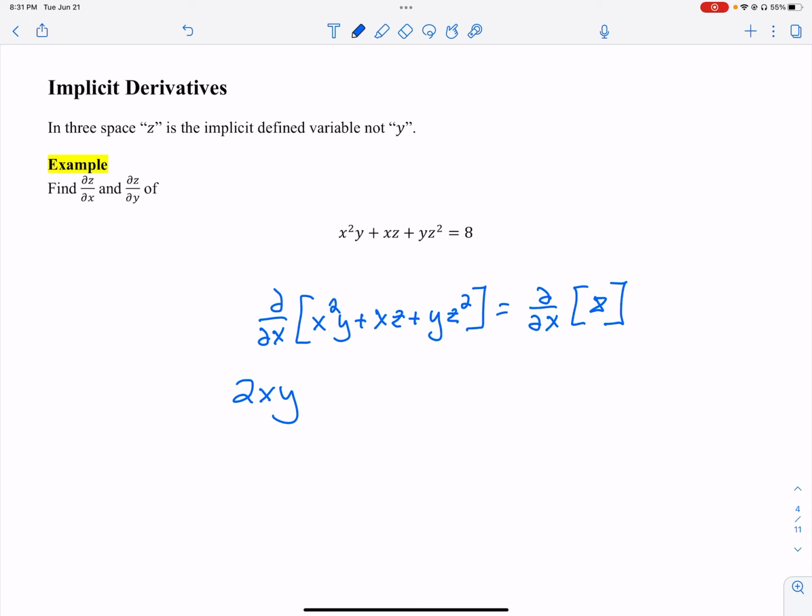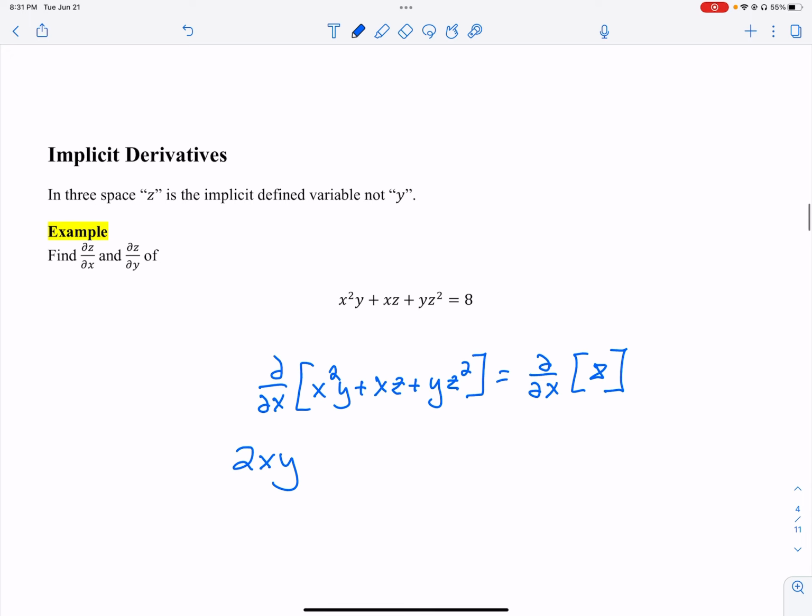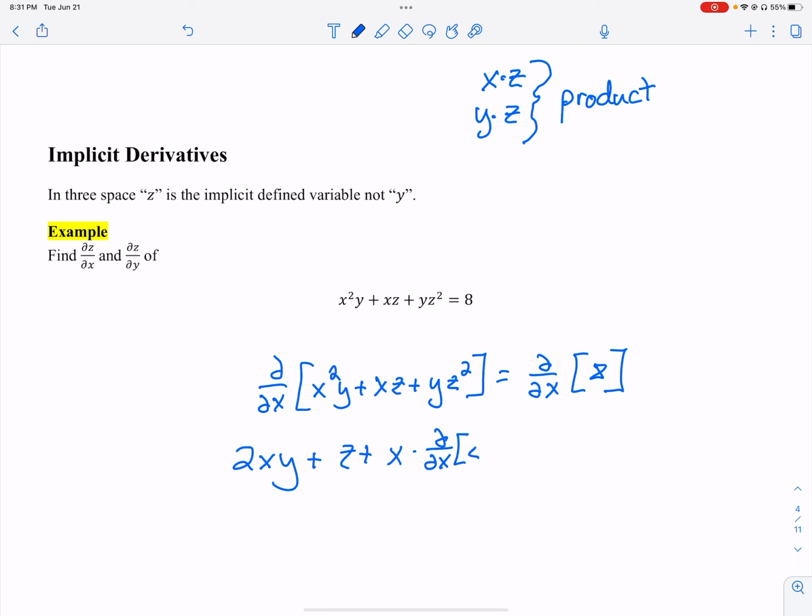I want to point something out. There's this weird thing that has to happen here. Anytime we have x times z or y times z, we have to do a product rule, because z is some function of x and y. Okay, so plus, now I do a product rule here. Derivative of x with respect to x is 1, so I get z. Plus, now I do with respect to z, so I'm going to get x times the partial derivative of z.